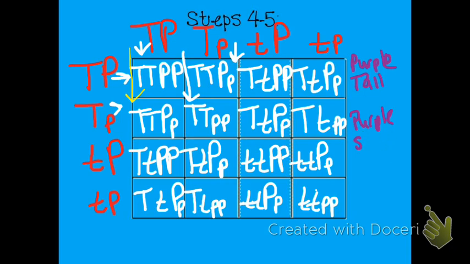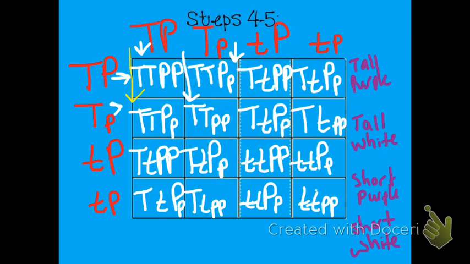Actually, let's go back and rewrite this as tall and purple, since we did our tall trait first on our dihybrid. So we'll say tall with purple, or tall with white, or short with purple, or short with white. Okay, so these are our 4 phenotype options.